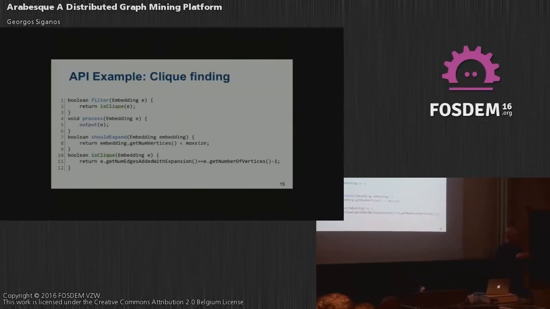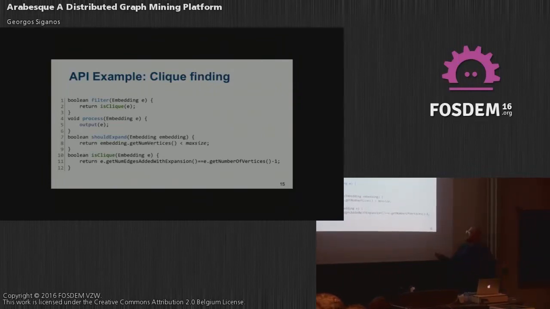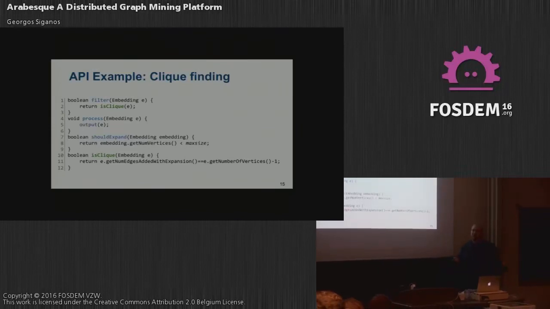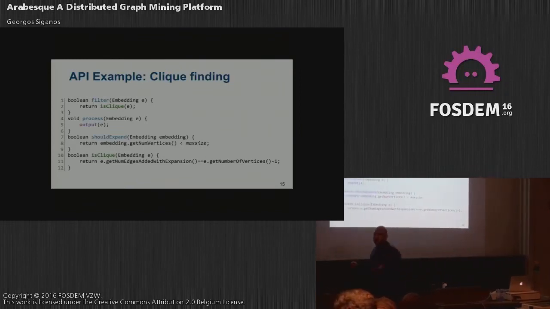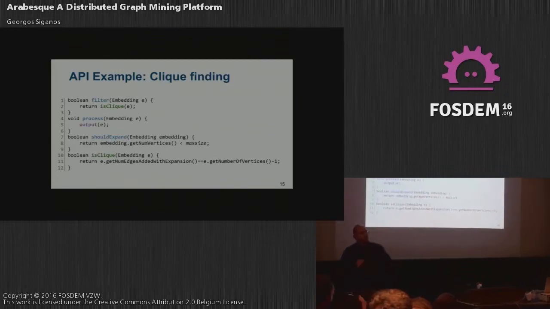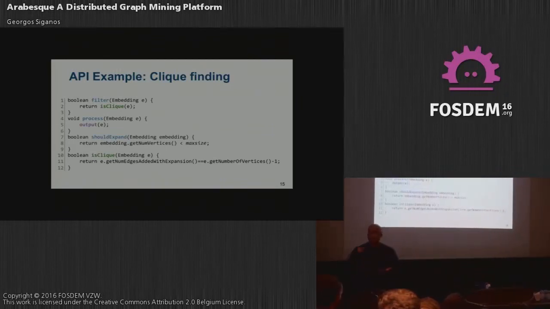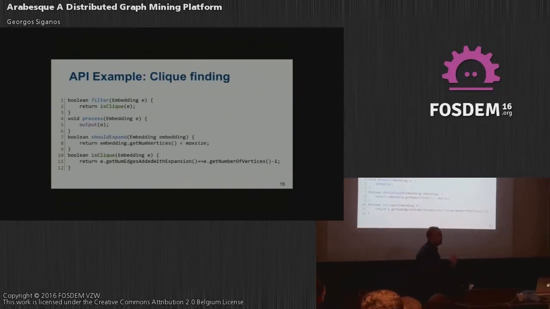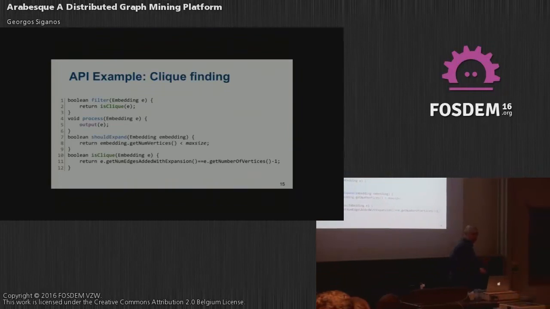So what is this programming API? It's basically a process and a filter. The filter takes an embedding and decides: does it match my criteria or not? If it matches my criteria, I continue to the process and I process it. If it doesn't match my criteria, I just discard it. So as a programmer, as a practitioner, you don't have to care how I do the exploration, whether it's automorphic or not, what is isomorphic, etc. You don't care about these kinds of things. These things are handled by the system.